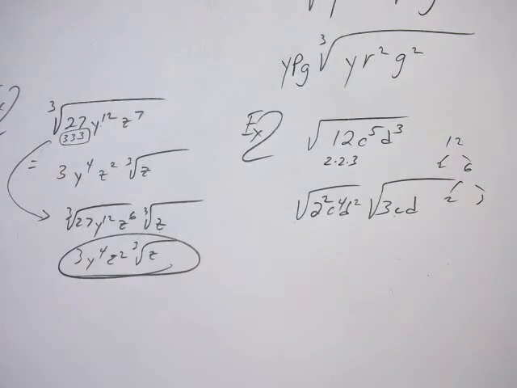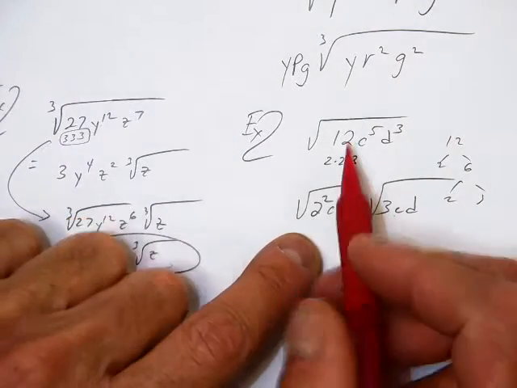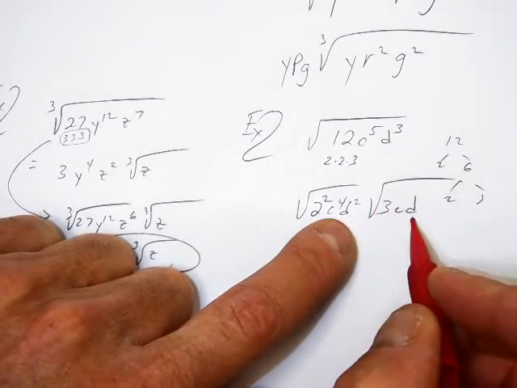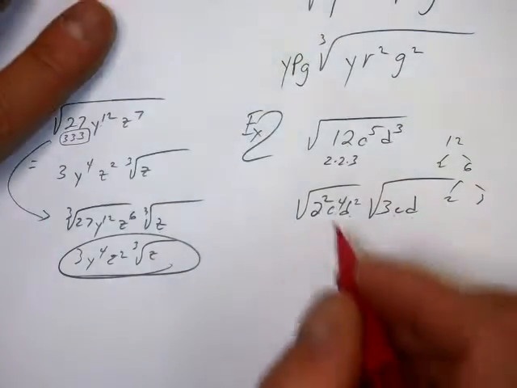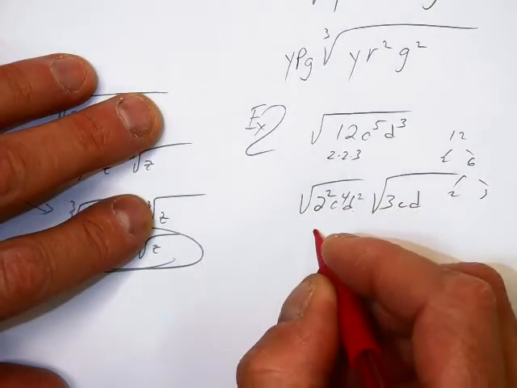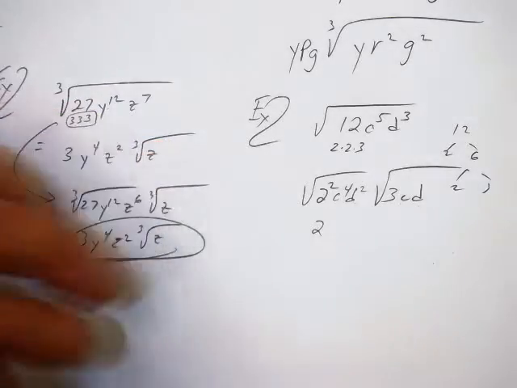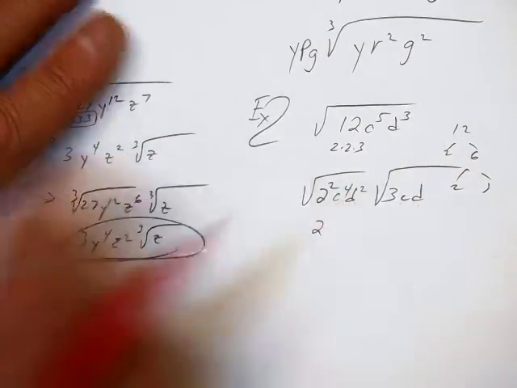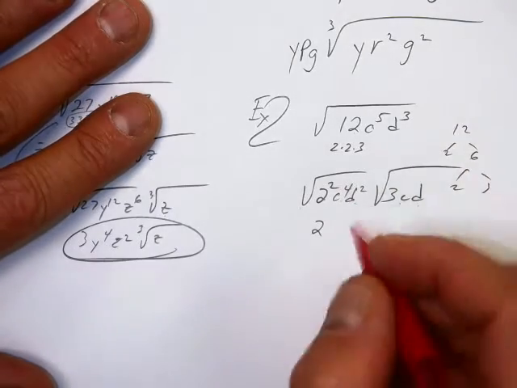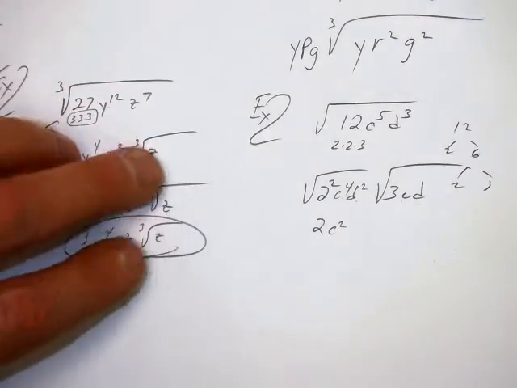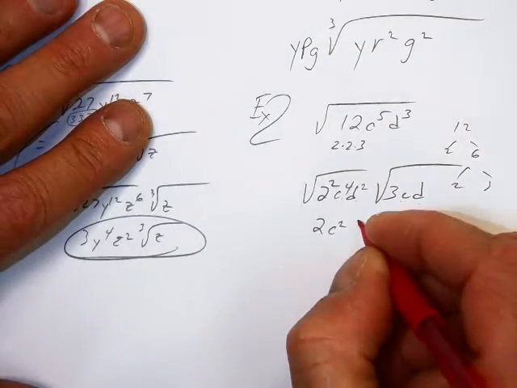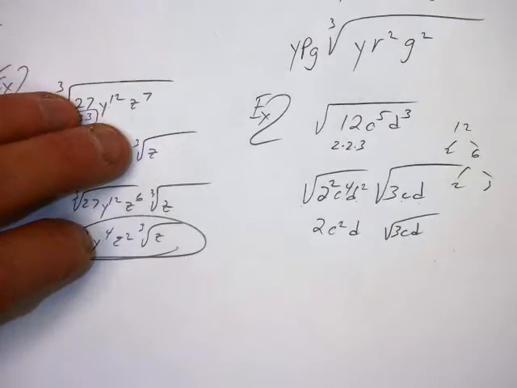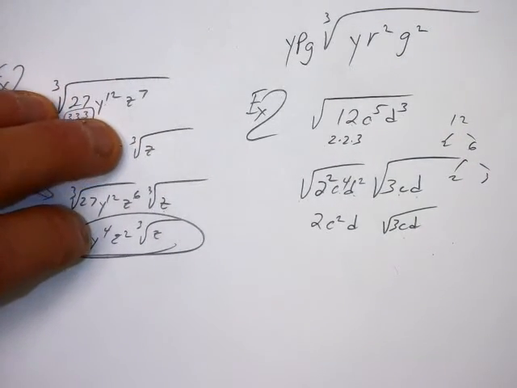Stop, take a deep breath. Let's make sure we got everything accounted for. 4 times 3 gives me 12. Boom. C to the 4th, C gives me C to the 5th. D to the 2nd, D gives me D to the 3rd. Now we just square root everything. Square root of 2 squared, 2. Absolute value of 2. C to the 4th is square root of C to the 4th, C squared. Square root of D squared, D. And then we've got left over, I'm sorry, not absolute value, square root of 3CD. Okay?